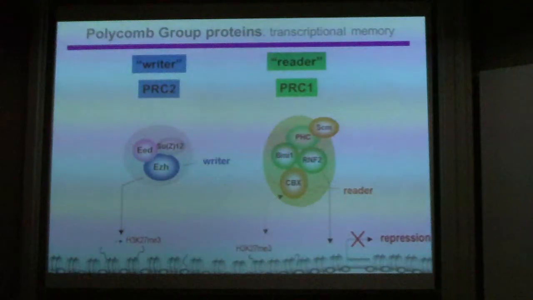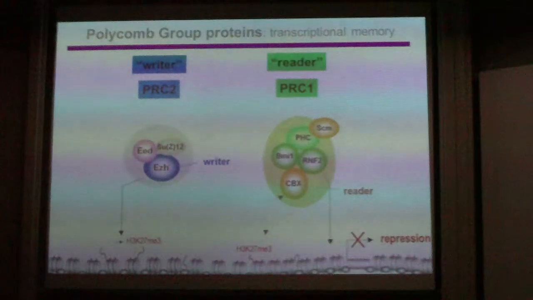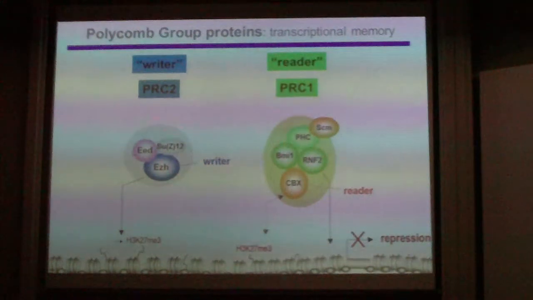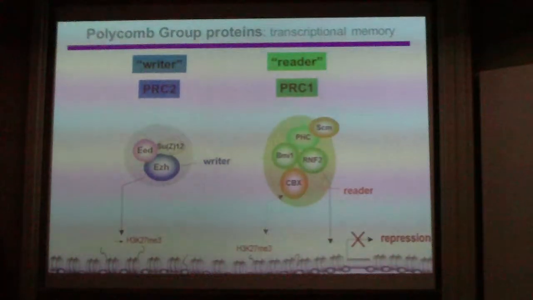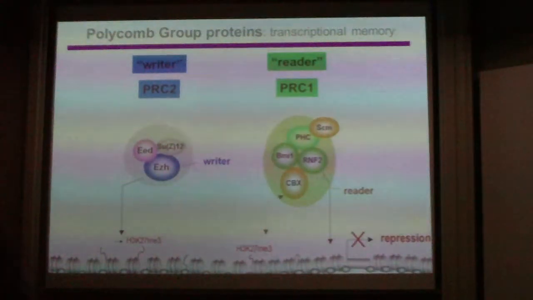So just to refresh your memory, I'll give you a few slides that I already showed you during this presentation. We look at the polycomb group proteins, and these actually provide cells with a transcription memory. They are gene repressive complexes, so they are involved in gene repression, and they have different states, of which the two most important ones are depicted here.